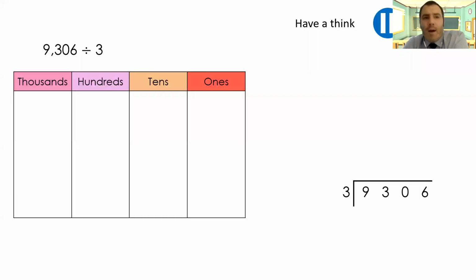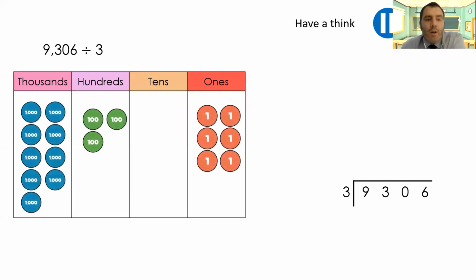Okay, what did we come up with? So this is how we go about it. We put our place value counters in. We have our 9,000s, we have our 300s, and we have our 6 ones. Our written method is on the other side of the screen.